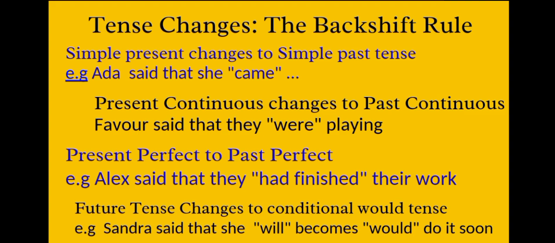Now, tense changes. This is the fourth rule. Simple present tense changes to simple past tense. Example, Ada said that she came. Present continuous tense changes to past continuous tense. For example, Favor said that they were playing.